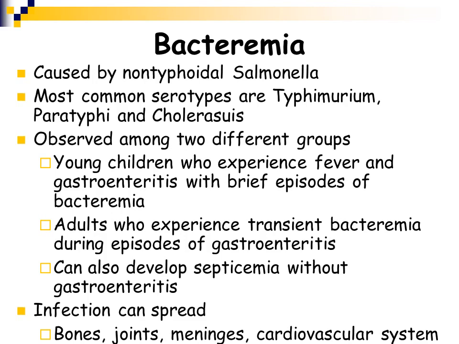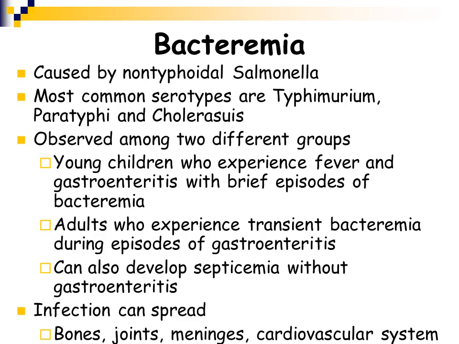Bacteremia can also occur with Salmonella. Usually this is going to be the non-typhoidal Salmonella strains. The most common serotypes associated with bacteremia are serotype typhimurium, paratyphi, and cholera suis. You can more commonly observe bacteremia in two different groups. One is young children who will get fever and gastroenteritis and will have very brief episodes of bacteria in the blood, as well as adults who will get a transient bacteremia. So bacteria will go into the blood for a short period of time and only during episodes of gastroenteritis.